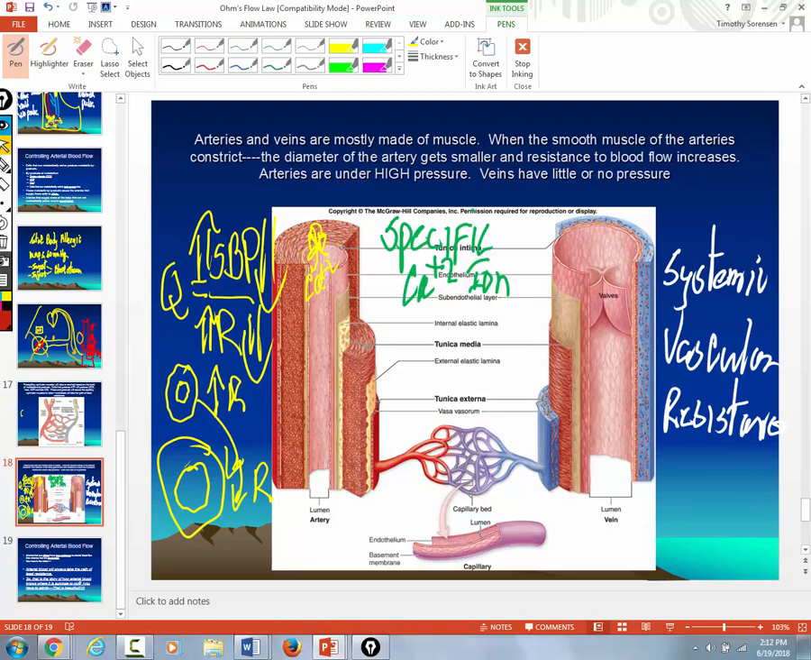Tell me you got that. So calcium channel blockers can be used as antihypertensives and to treat rapid heart rate, because we know that calcium is involved in the electrical activity of the heart.